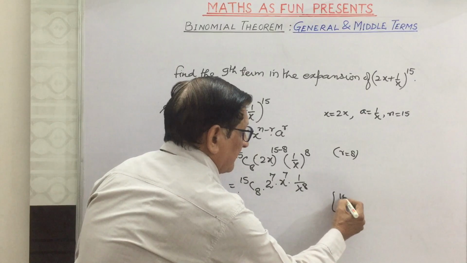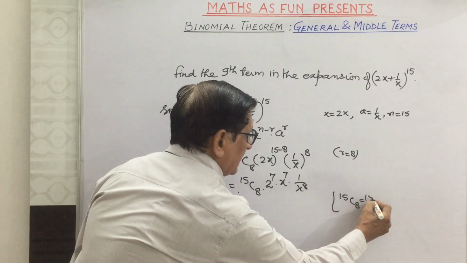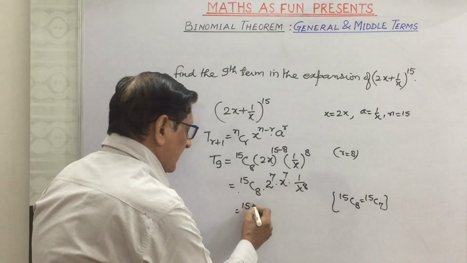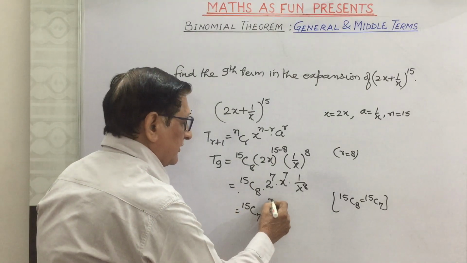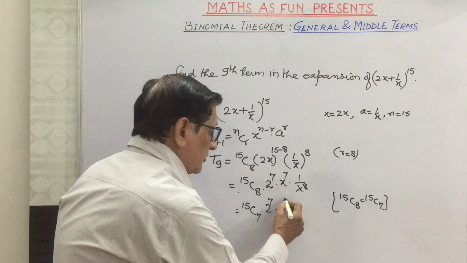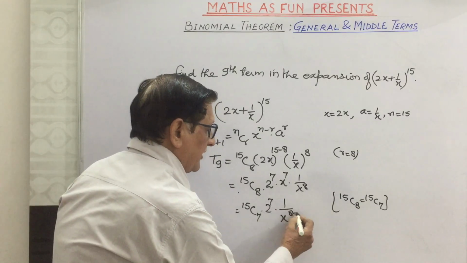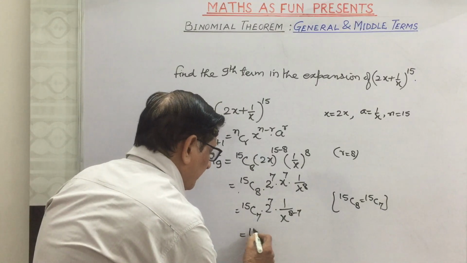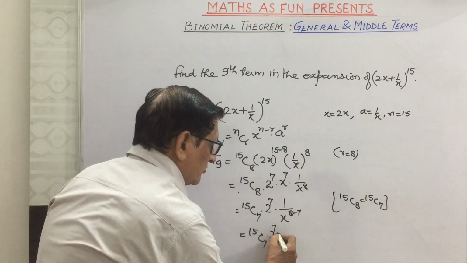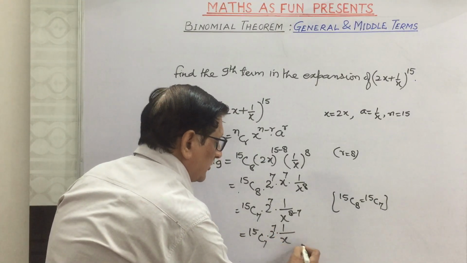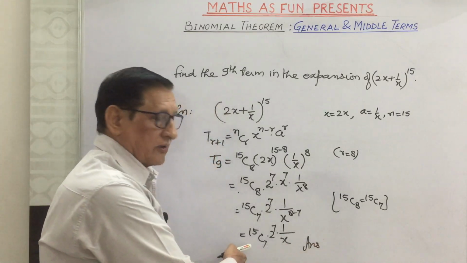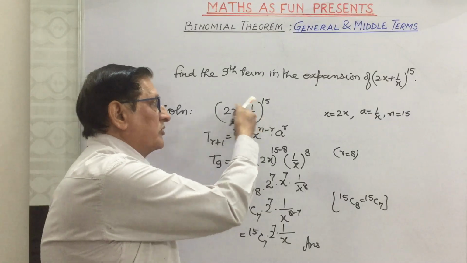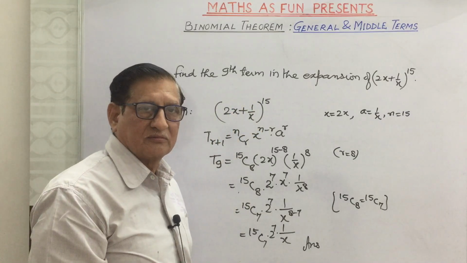We know that 15C8 is the same as 15C7. It means we can write this as 15C7 into 2^7 into 1/x^(8-7), which is equal to 15C7 into 2^7 into 1/x, and that is the ninth term in the expansion of (2x + 1/x)^15.